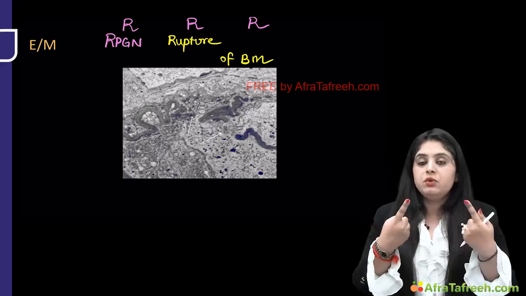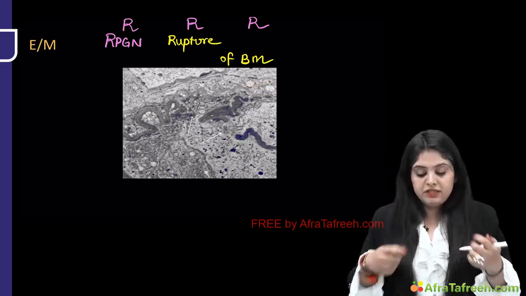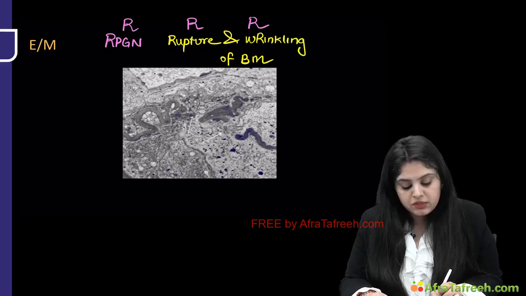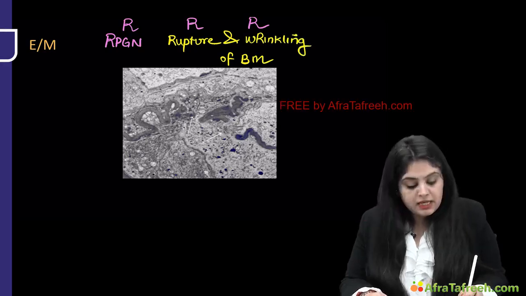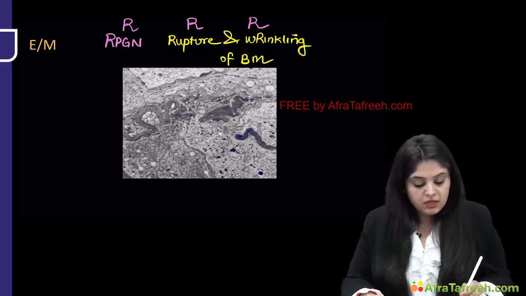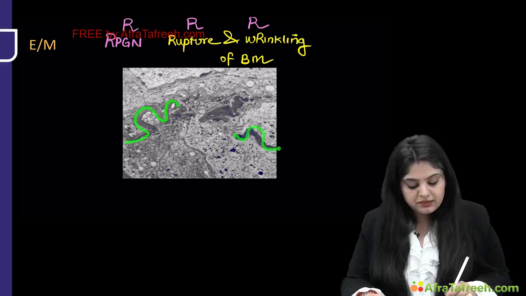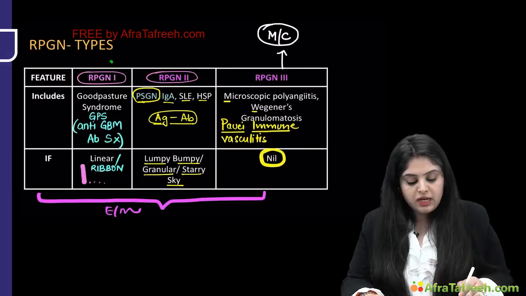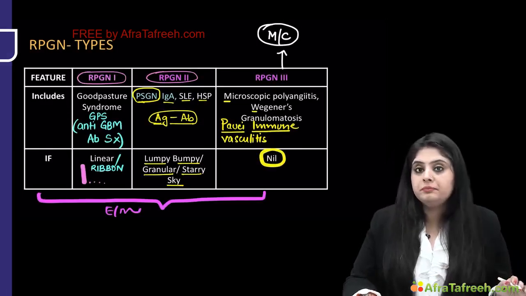See, not only has it broken, but it has also become wavy. It's wrinkled. So there is rupture and wrinkling of the basement membrane that you see in RPGN. Repeating, in RPGN there is going to be a rupture and a wrinkling of the basement membrane. All of you can visualize this, yes? And that is going to be common to all these three. RRR is seen in all.